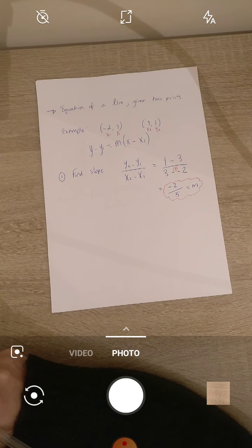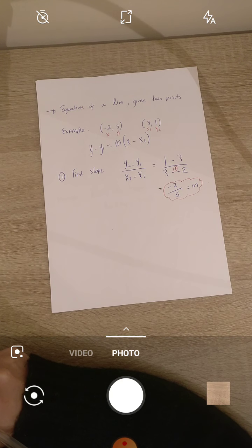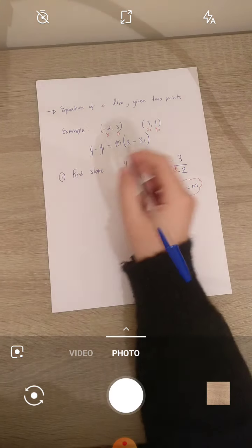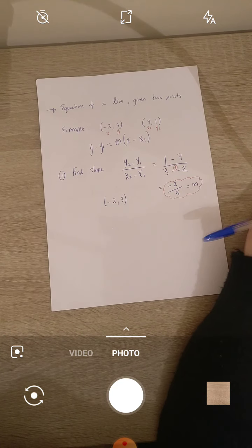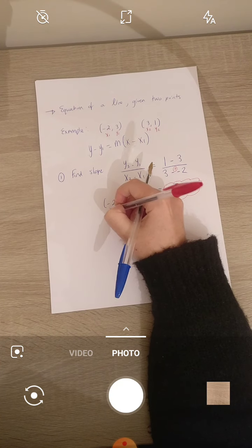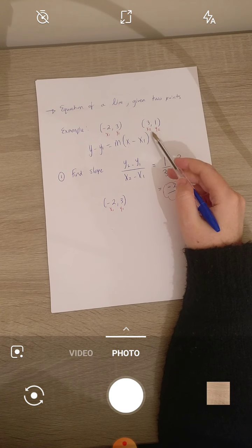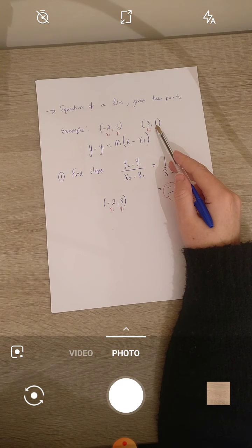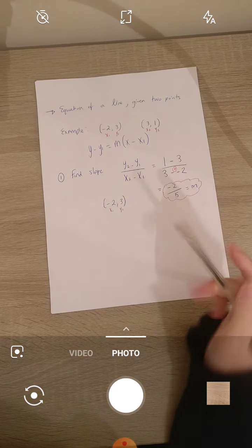Now we only need to use 1 point that's on the line. It does not matter which point we pick. I'm going to just use minus 2 and 3 just because it was already labelled x1, y1. Alternatively, I could have used 3 and 1, which might have been a better option because there was no negative. But anyway, we'll go with this now.